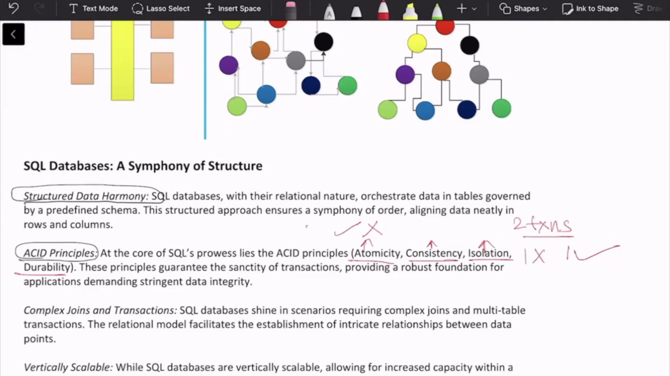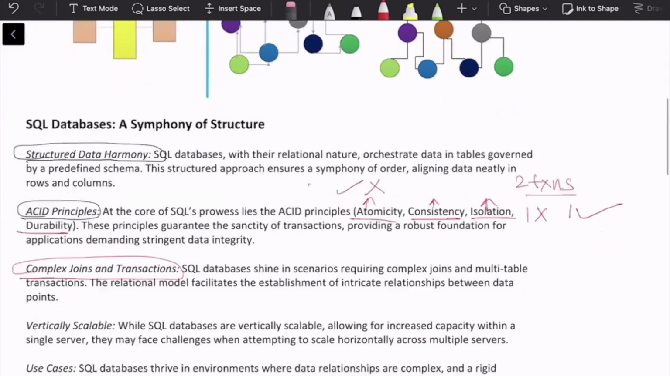So that is durability. The SQL database also allows us to do complex joins and transactions. Transactions are definitely one of the major properties of the SQL database, and since it's relational in nature, it allows you to do a lot of complex joins because the data is related to each other. So that's the complex joins and the transactional property of a database.